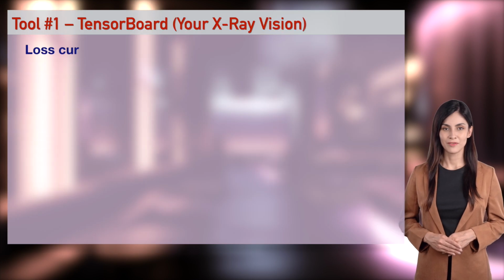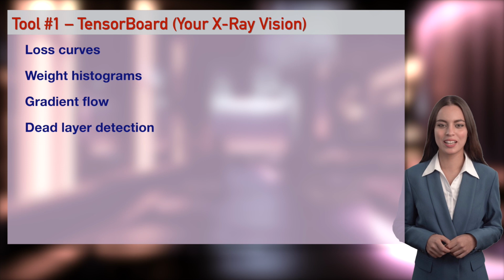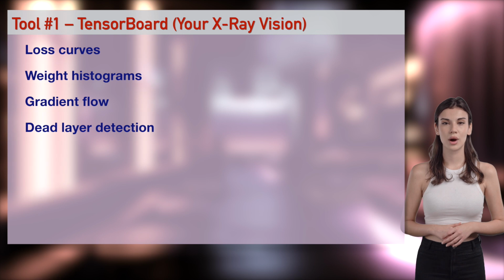TensorBoard is your MRI for neural nets. See gradients, weights, activations live. I found a dead layer in 30 seconds. Would have taken days without it. Log everything: loss, accuracy, weights, gradients. I'll add callbacks and show you a dying gradient live.